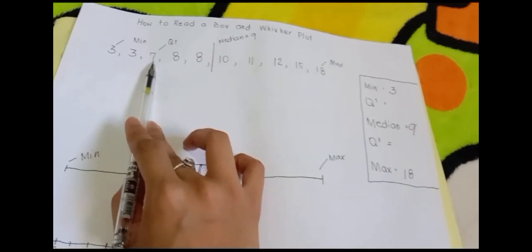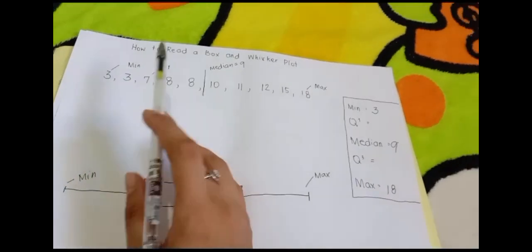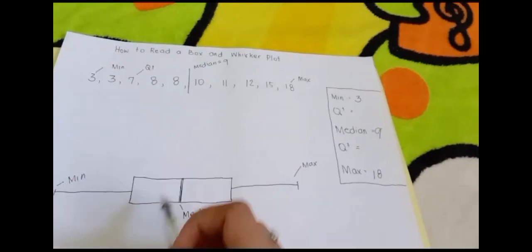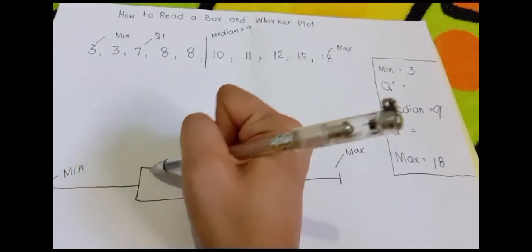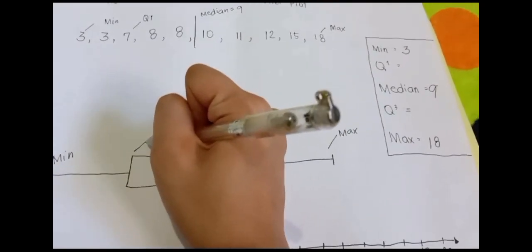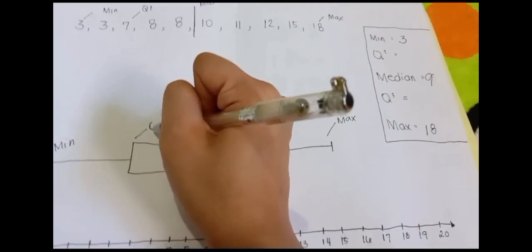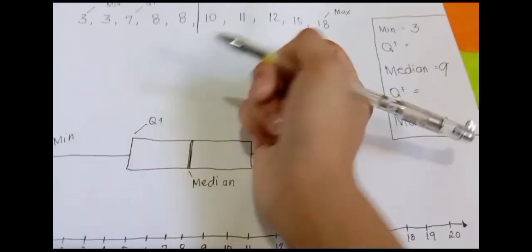That's represented by this part of the rectangle. So, this is the first quartile or lower quartile. Again, it's 7. Dito po sa part na to ay ang first quartile.